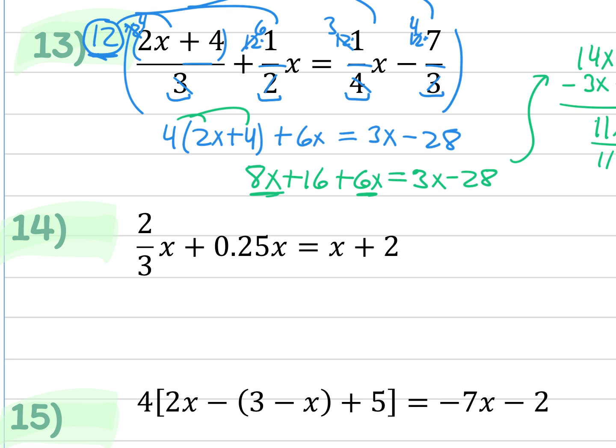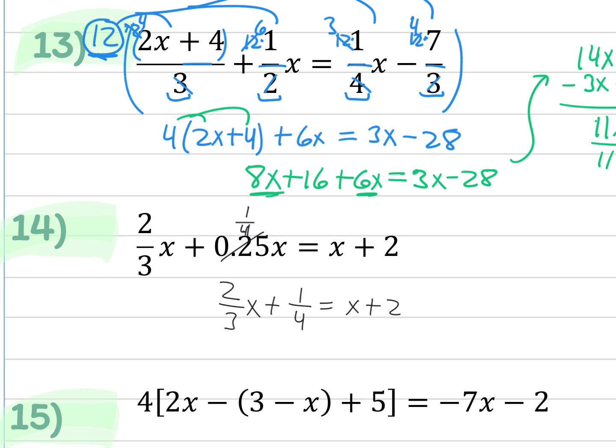All right, so 0.25 is something that hopefully we know how that converts to a fraction. 0.25 is the same as 1 over 4. Four quarters in a dollar, right, 25 cents. So 1/4 is the same as 0.25. So I'm going to rewrite this as 2 over 3x plus 1 over 4 equals x plus 2.